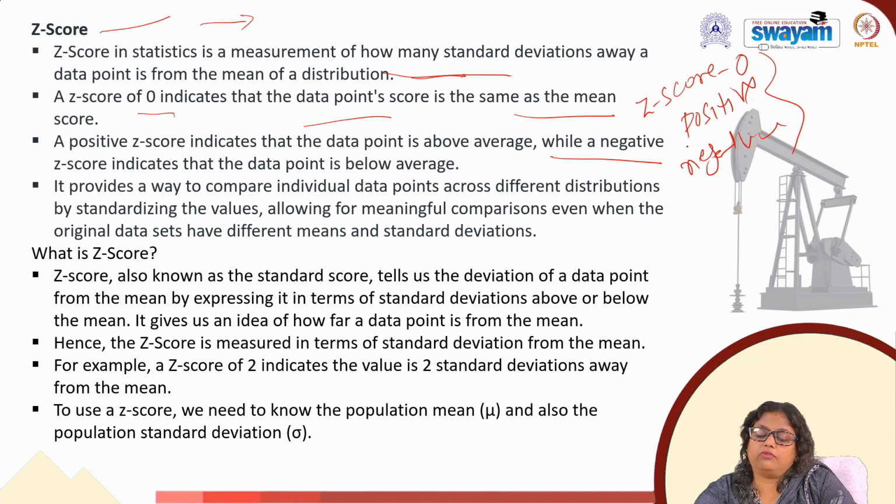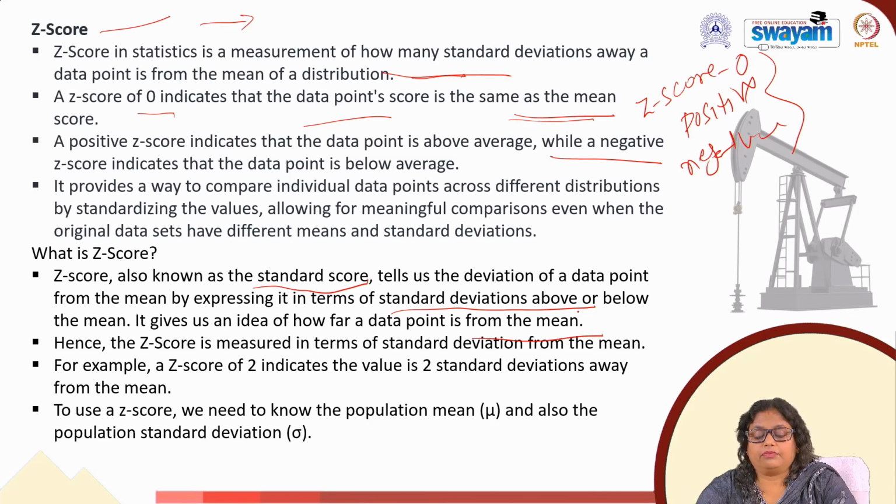So based on this value we are going to interpret that. Okay, if it is 0, then it is the same as your mean, and then for positive and negative we do have the conclusion. Okay, so what we understood about the Z score, it is also known as the standard score, and it tells us the deviation of a data point from the mean, expressing it in terms of standard deviations above or below the mean. Okay, so what we are finding is whether it is above or below the mean. So it gives an idea of how far a data point is from the mean.